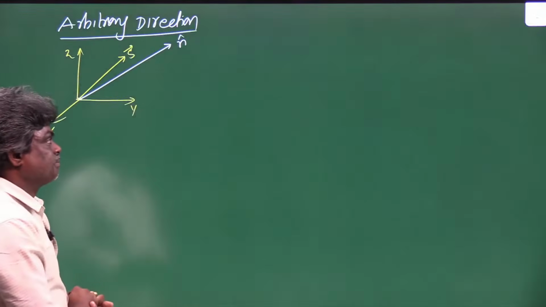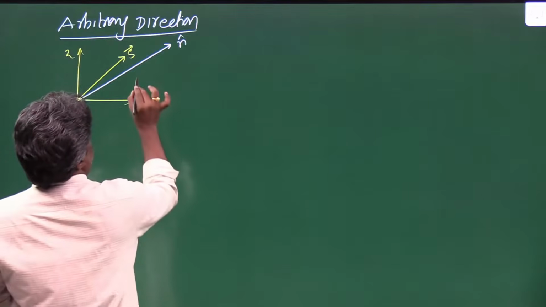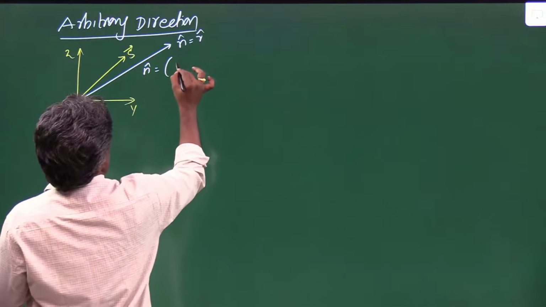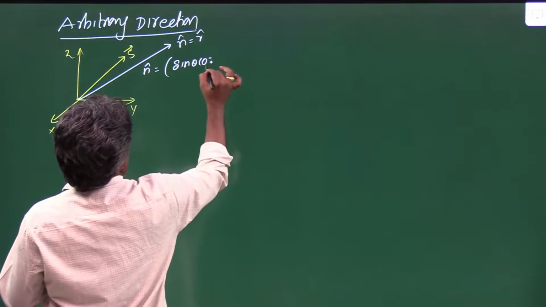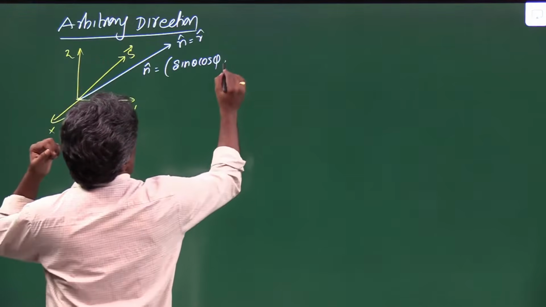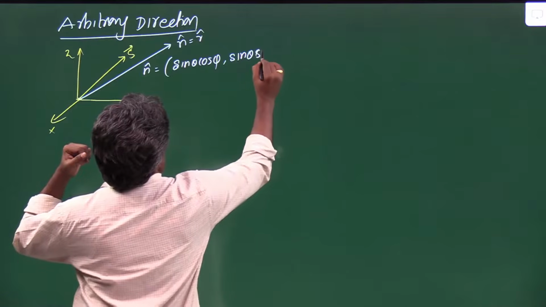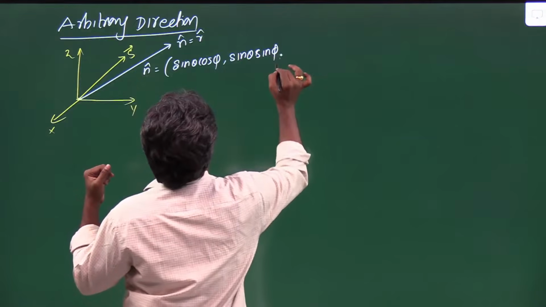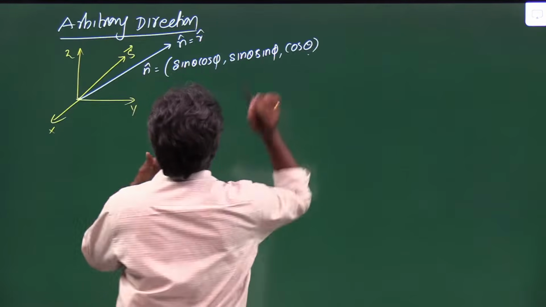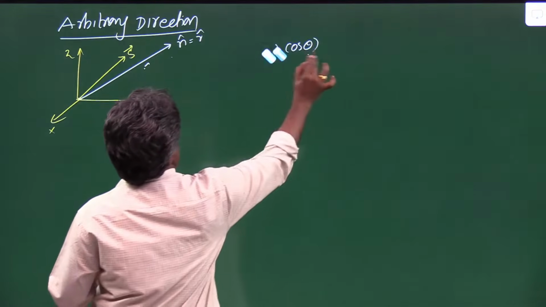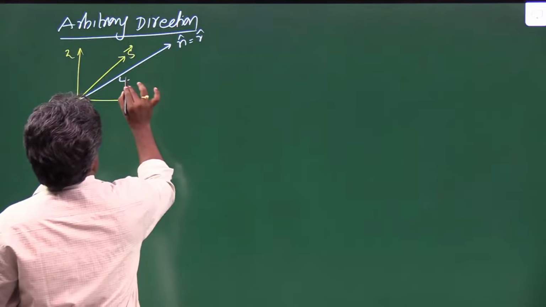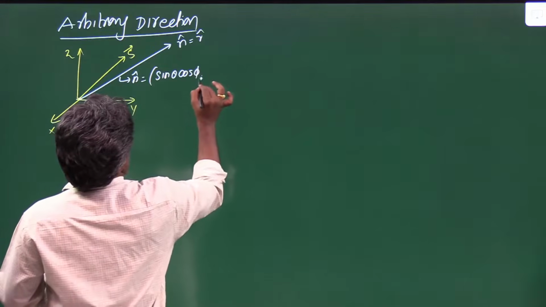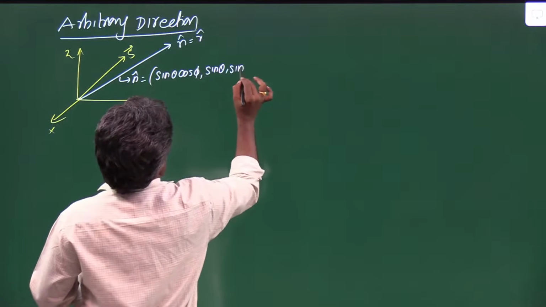Arbitrary direction is what? N cap. I hope you remember n cap from the earlier classes. N cap is nothing but r cap. If you remember, we have written sin theta cos phi, sin theta sin phi, cos theta. You remember, sir? Yes, sir. I will write in order. So this n cap is sin theta cos phi, sin theta sin phi, cos theta.